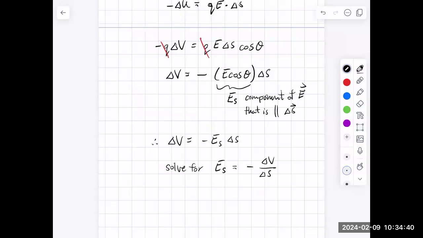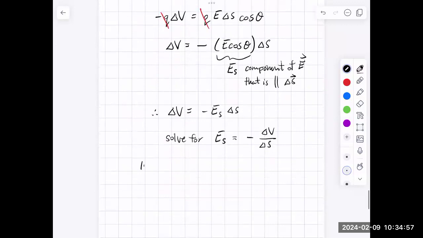We said that our change in position was going to be a really small change in position. So what is this ratio in the limit that delta S goes to 0? It's just the derivative, right? So in the limit that delta S goes to 0, we would have E sub S equal to minus dV/ds.